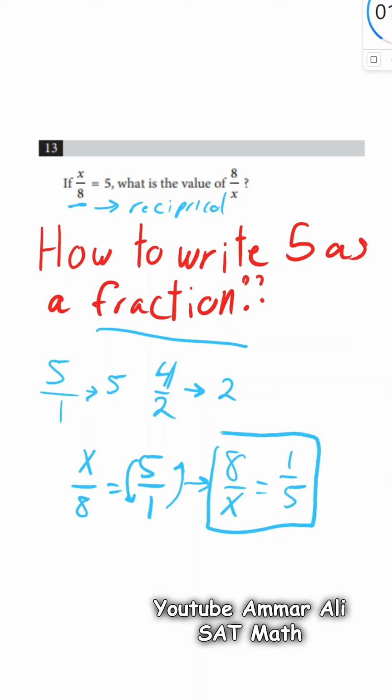So next time you see a fraction problem like this, when they are trying to get the reciprocal of something, you'll know how to do it.